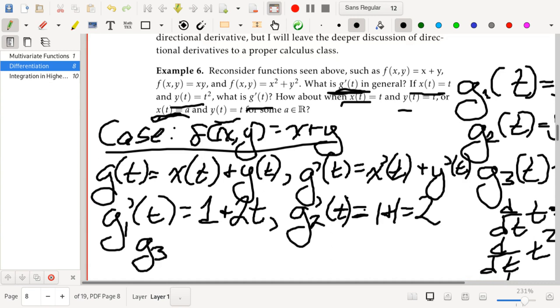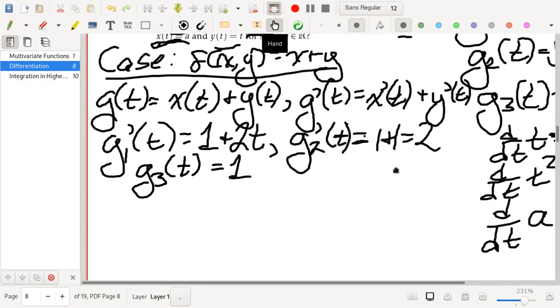And if we're moving in the third case, this is where we fix x and then move along y, or move in the y direction. And this is going to be 0 for x prime of t, since x of t is a constant, just a, and then 1 for y prime of t, since y of t is going to be t. All right, so that's the first case.